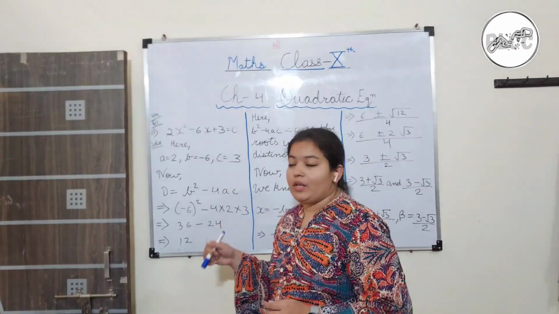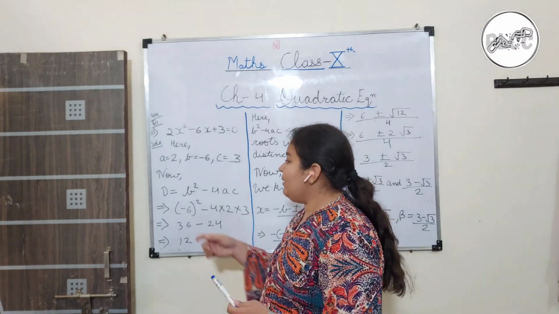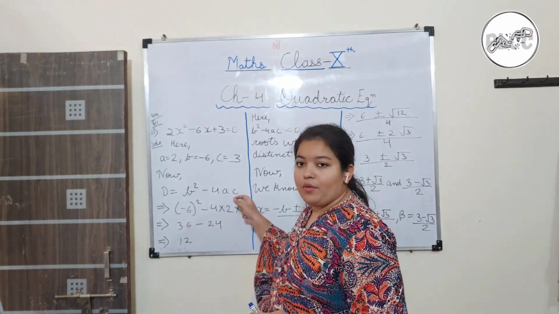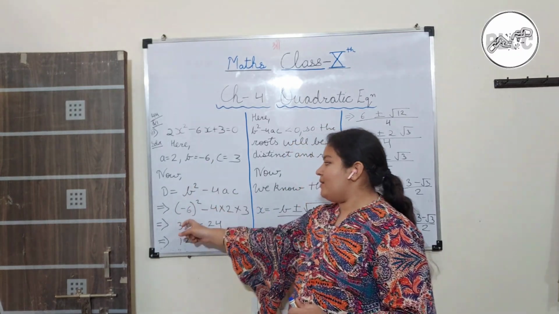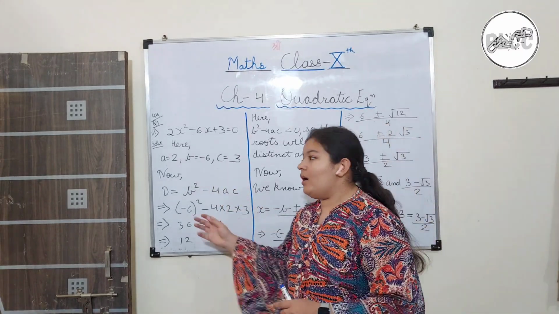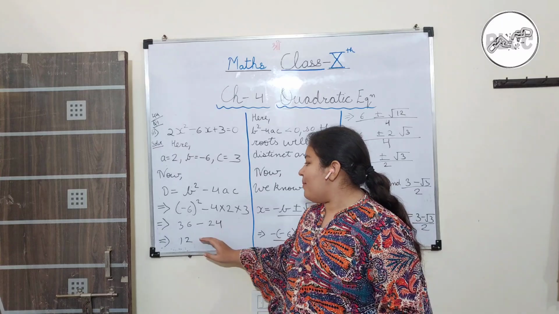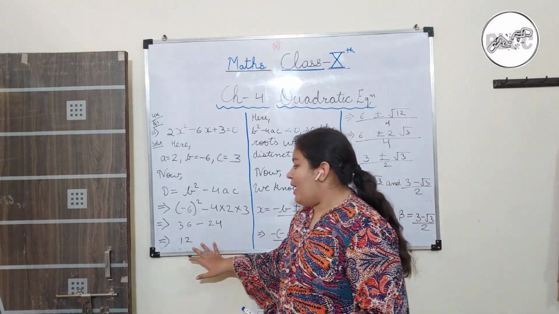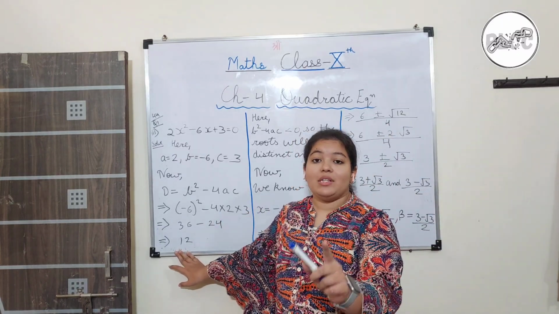So first we'll write the value of a, b and c from the equation. Then we'll find the discriminant, b square minus 4ac. The value of b is minus 6, a is 2 and the value of c is 3. Then the square of minus 6 is 36, minus 4 into 2 into 3, that is 24. And our discriminant is 12, which is greater than 0.